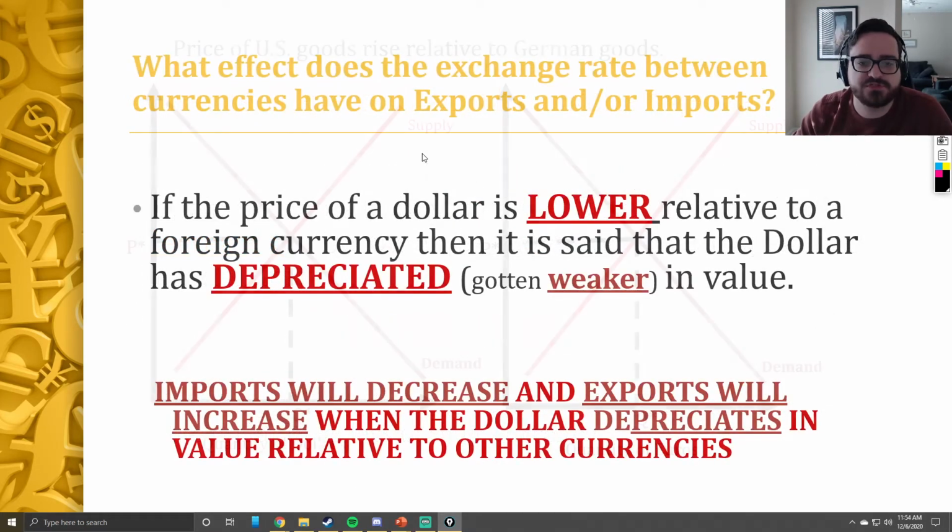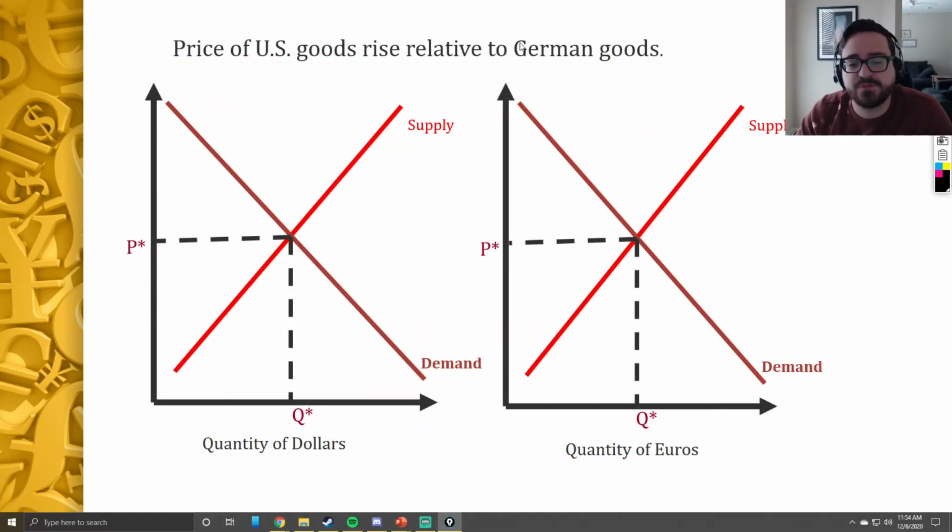Okay, just scrolling through these answers for this one. Pause. I'll just tell you. I'm not going to draw, I'm just going to tell you. Unpause. American goods are more expensive than German goods, so Americans would want to buy more German goods, or Germans would buy fewer American goods. If Americans want to buy more German goods, there would be a greater demand for euros and a greater supply of dollars.